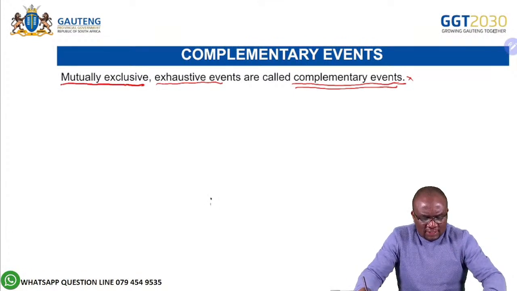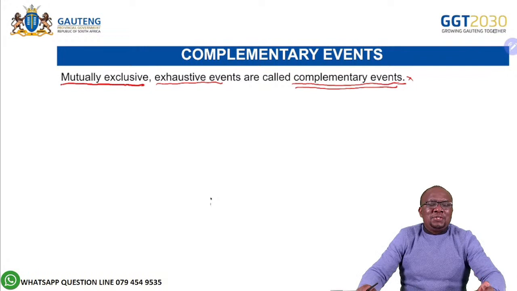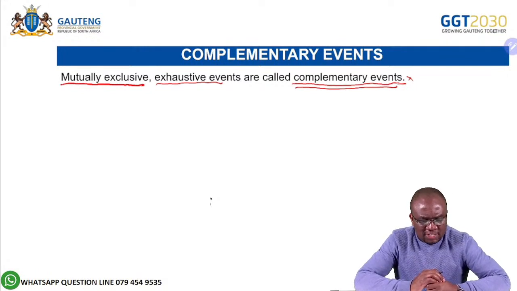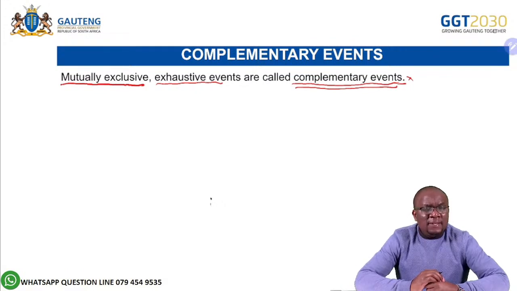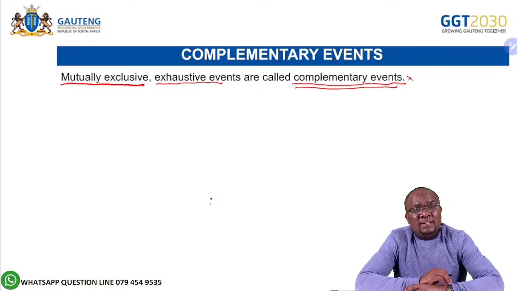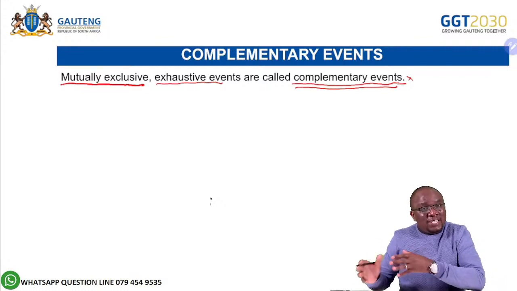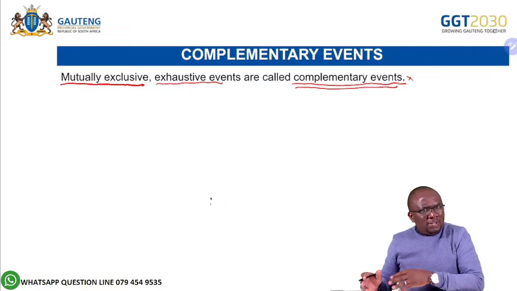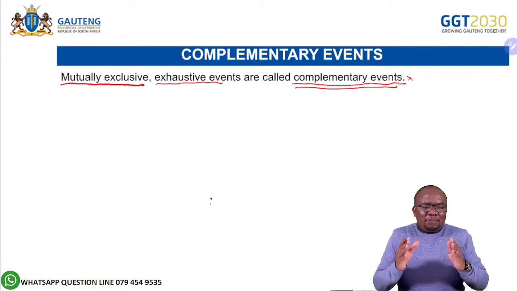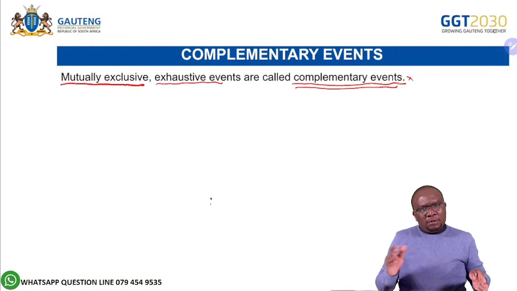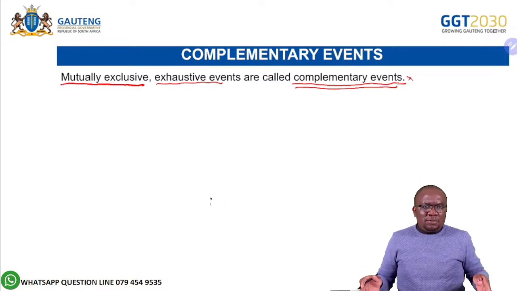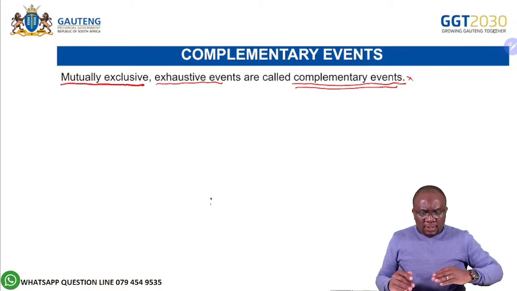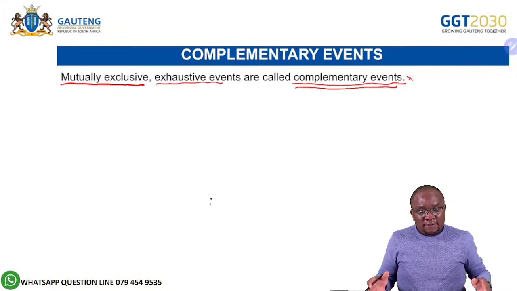Right, welcome back, grade 10s. I was thinking of another example for mutually exclusive and exhaustive events. When you're getting your report, it's either you're promoted or not promoted, or you've passed or you've failed. Those are 2 events: promoted, not promoted. Those events are mutually exclusive and they're exhaustive.